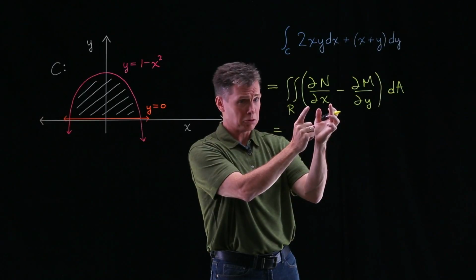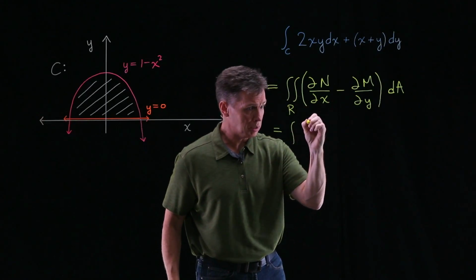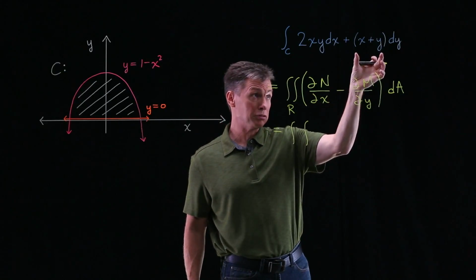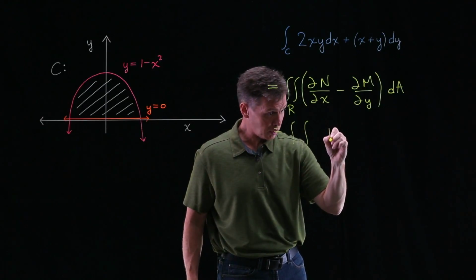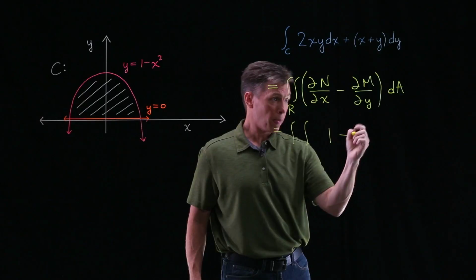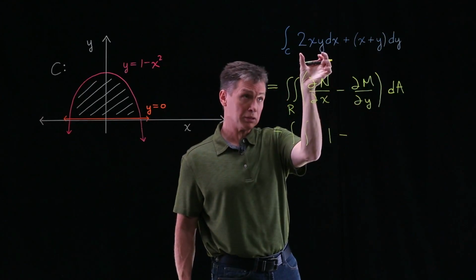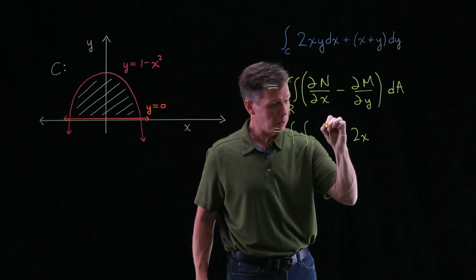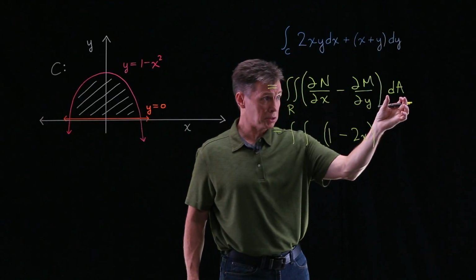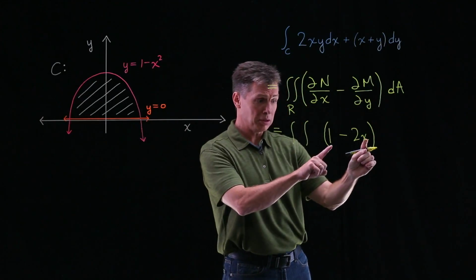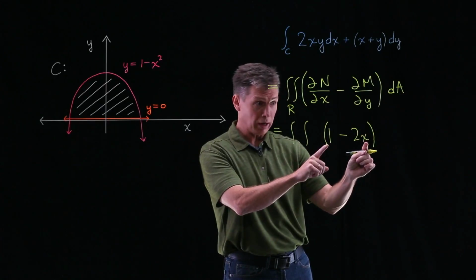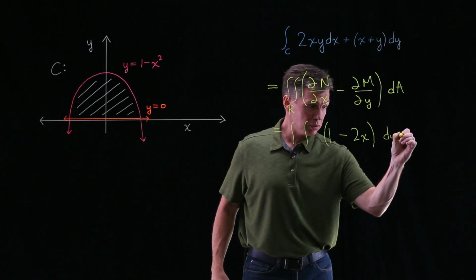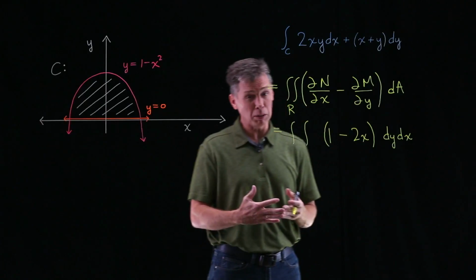So my partial of n with respect to x, this guy differentiated with respect to x, is just 1, minus, from the theorem, the partial of m with respect to y, that's right here. Differentiating with respect to y is just 2x. It looks good. And then my dA, that differential element of the area, since everything's going to be in terms of x's and y's, you could have x's, you could have y's. You're going to do a dy dx. Your area is going to be like x times y type of idea.